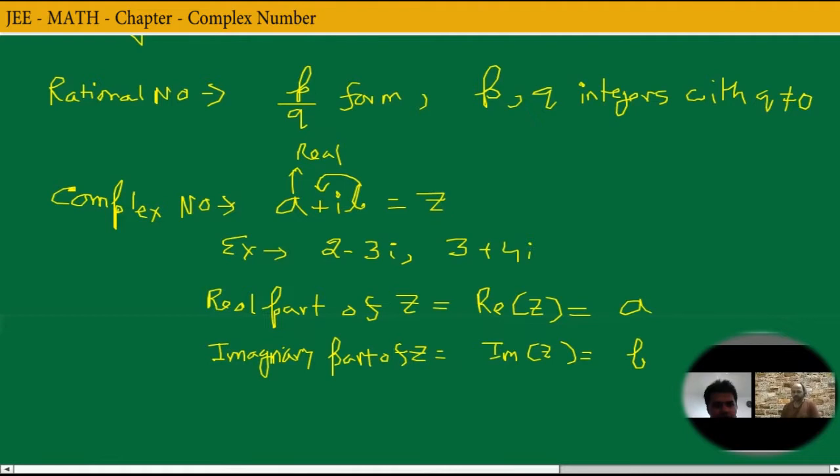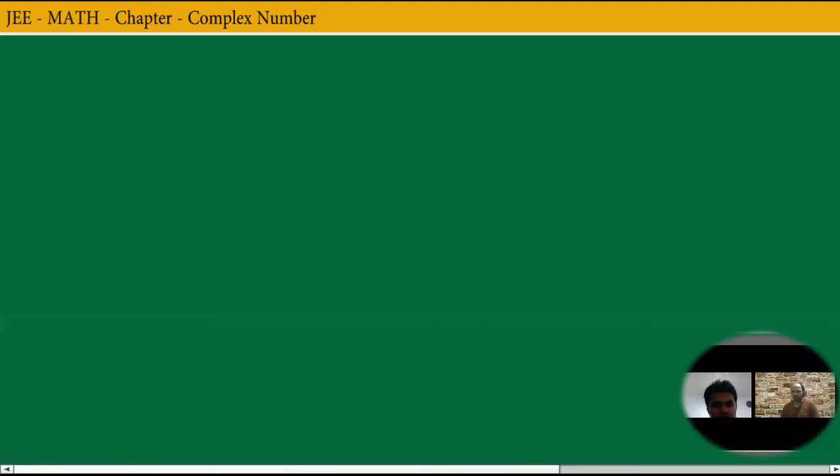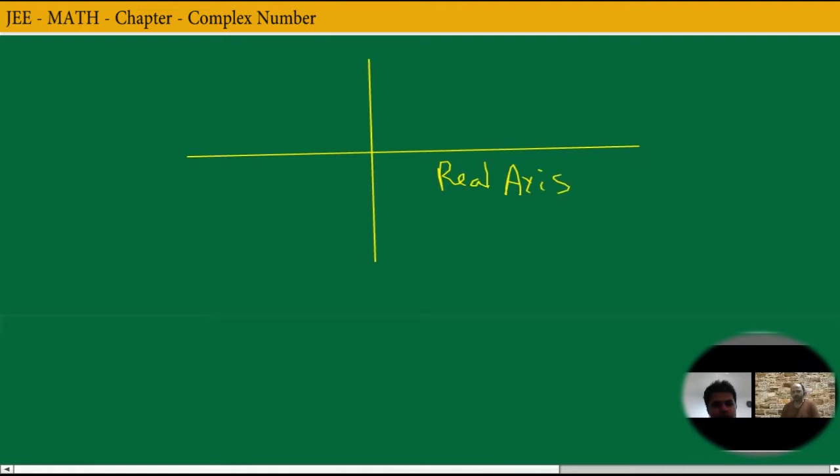So let's come to the next whiteboard. Here we'll discuss the diagram. Here you will find the real axis. Here you will find the imaginary axis. Now the question is, suppose we want to plot 3 plus 4i. It's basically an ordered pair. So you can see that along the positive real axis we have to move 3 units.